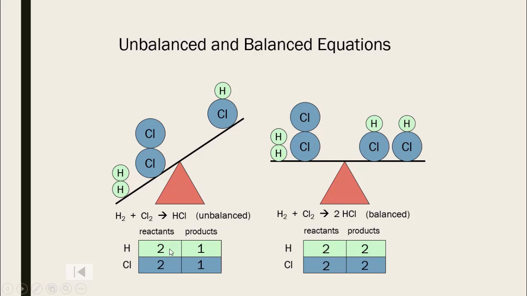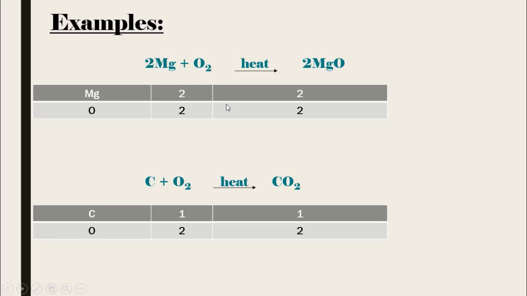In the unbalanced chemical equation, the number of atoms of the reactants doesn't equal the number of atoms in the products. While in the balanced chemical reaction, the number of atoms of the reactants equals the number of atoms in the products. For example, here I have the reaction between magnesium and oxygen. Here I have two atoms of magnesium and two atoms of oxygen, which produces two atoms of magnesium and two atoms of oxygen.